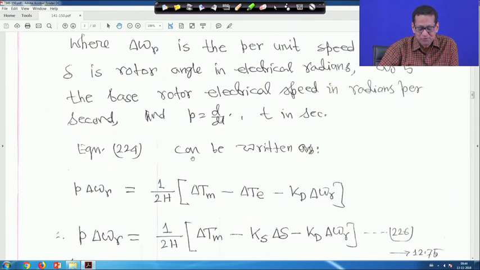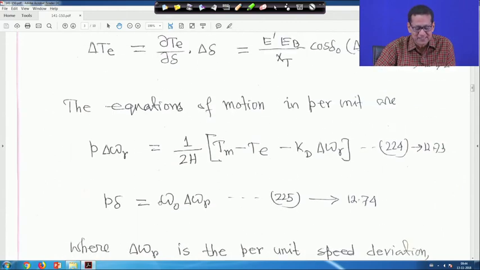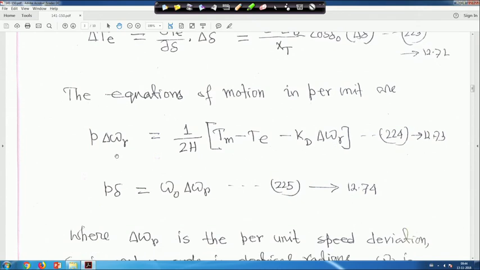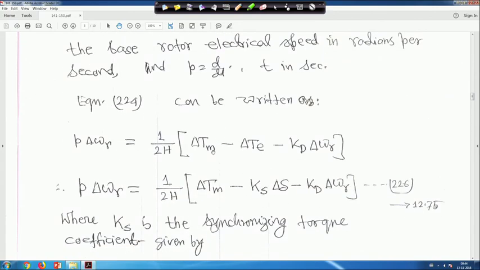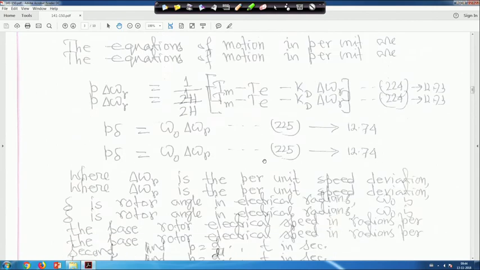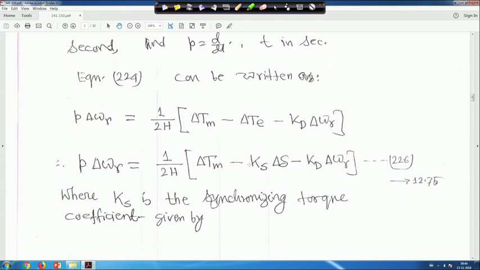So, equation 224 can be written as p delta omega_r is equal to 1 upon 2H into delta T_m minus delta T minus K_D into delta omega_r. Again we can write p delta omega_r is equal to 1 by 2H, T_m minus T minus K_D delta omega_r. But if you take the small perturbation, this can be written as p delta omega_r is equal to 1 by 2H, delta T_m minus delta T minus K_D delta omega_r. Everything is the same, but we are making delta T_m minus delta T the small perturbation. How these things are coming, we will come back to in the next lecture. Thank you.